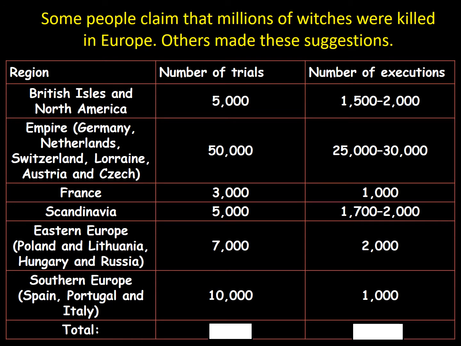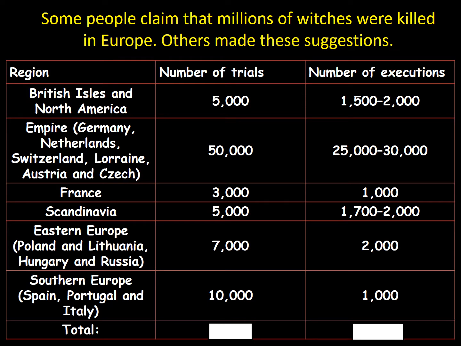Now, some people claim that millions of witches were killed in Europe. Now, others made these suggestions. So, you have down the left hand side here regions, so different parts of Europe at this time. So, we've got the British Isles in North America, so that's Britain and North America. So, we've got number of trials 5,000. Number of executions is estimated to be around about 1,500 to 2,000.